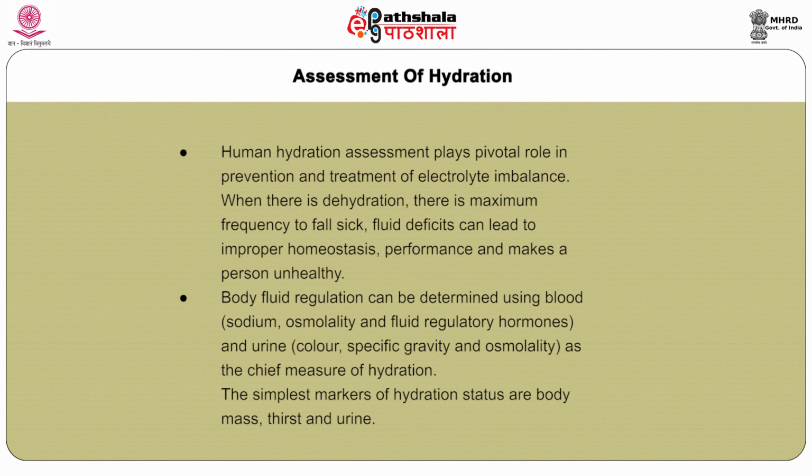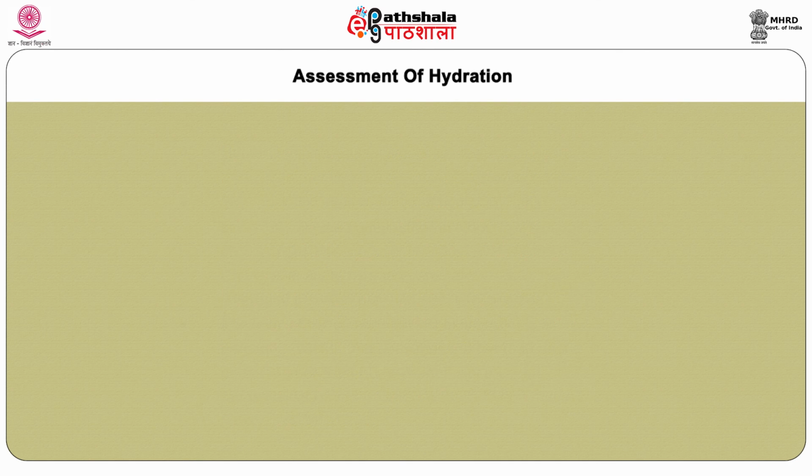Body fluid regulation can be determined using blood and urine, which serve as a chief measure of hydration. Physical signs and symptoms like headache, dizziness, tachycardia, sunken eyes, and unhealthy skin indicate severe dehydration. The simple markers of hydration status are body mass, thirst, and urine.